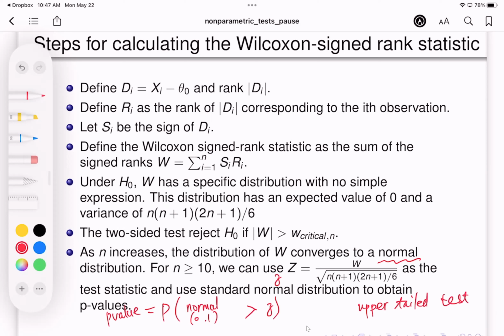And the p-value of the lower tail test would be the corresponding probability of being less than the z. And for the two-sided test, it would be the probability from the normal distribution with mean 0 and variance of 1 that is greater than the absolute value of the observed z, and that's the two-sided test.